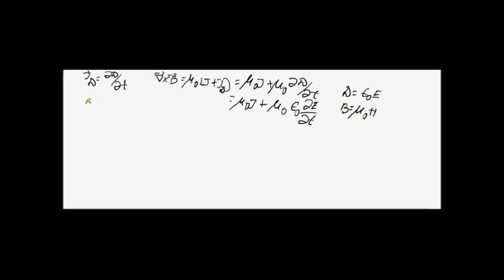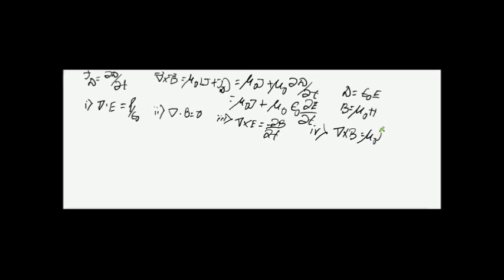So what are the four Maxwell's equations? Again, it's important, so just revise. Number 1, del dot E is equal to rho by epsilon naught. Number 2, del dot B is equal to 0. Number 3, del cross E is equal to minus del B by del T, Faraday's law of electromagnetic induction. And number 4, del cross B is equal to mu naught J, what we have written above, plus mu naught epsilon naught del E by del T.